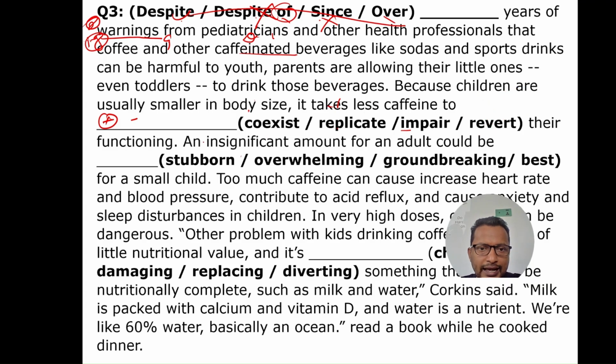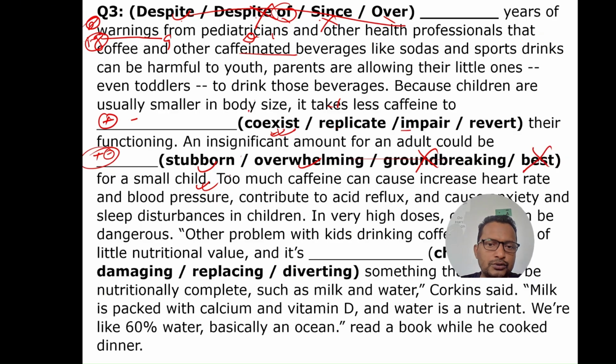So now, a significant amount for an adult would be dash for a small child. So now you need something positive or negative word here. You need a negative word, right? Because the amount that is considered insignificant for adults would be damaging for a small child. Now stubborn, is this a negative word? Yes, it will stay. Overwhelming, it is a negative word, yes, it will stay. Groundbreaking, it is a positive word, it will go. Best, it is a positive word, it will go, right?